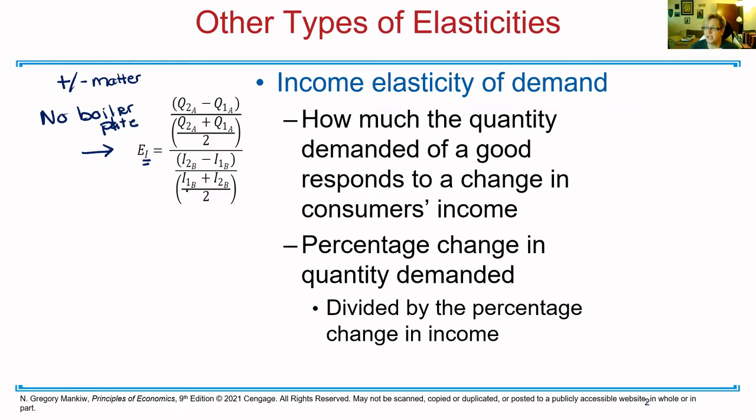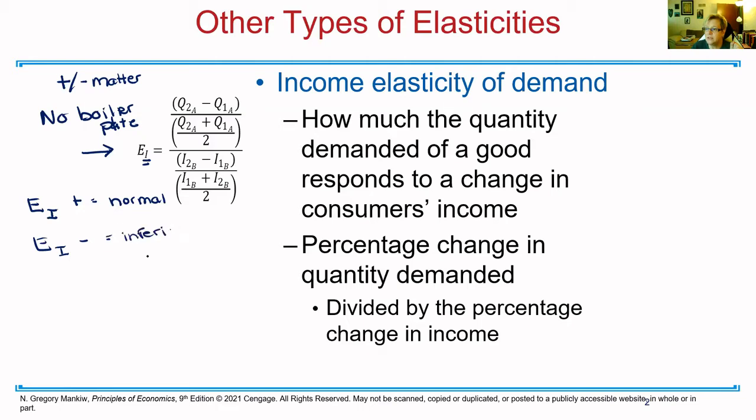So positives and negatives matter, and your interpretation just simply says if the elasticity of income is positive, then this is going to be a normal good. That's all you're going to say. If the elasticity of income is negative, then this is going to be an inferior good.